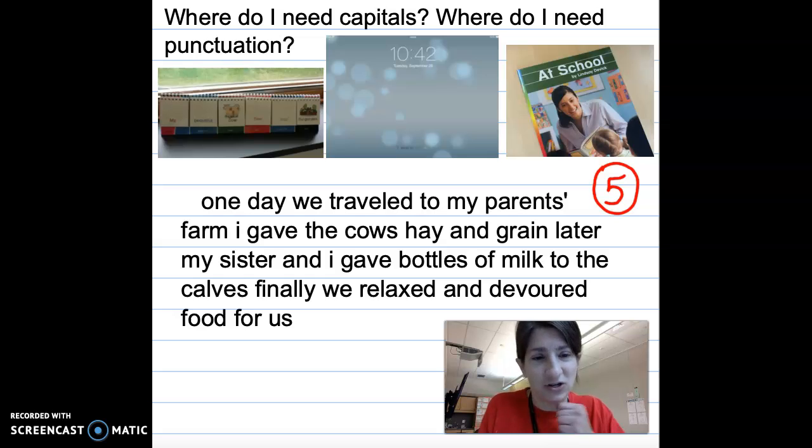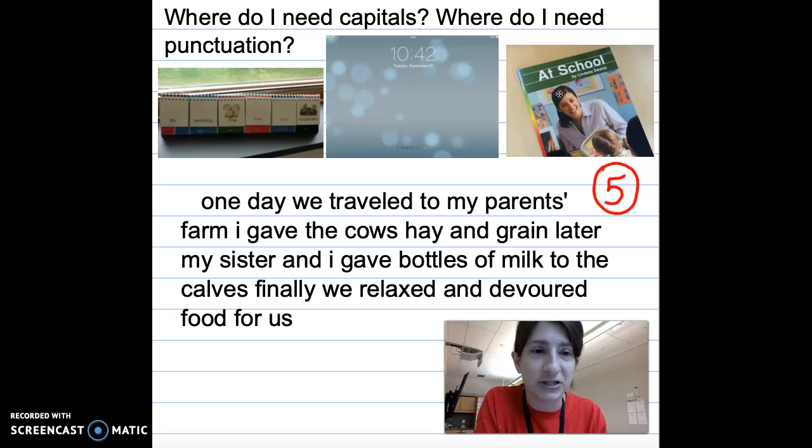I did a little scavenger hunt around my room and I found some capital letters. Here's one in the picture. It has a capital M for my because that's the first letter in my entire sentence. In the middle picture, I found two capital letters. One is the T for Tuesday and another one is the S for September. Those are names of days of the week and names for months of the year. Again, names need capital letters too.